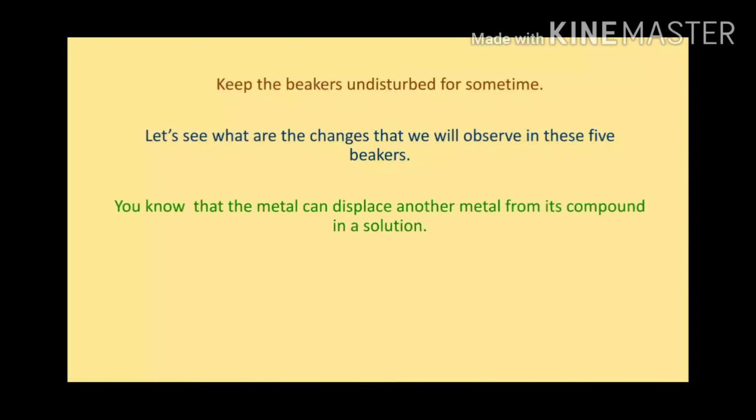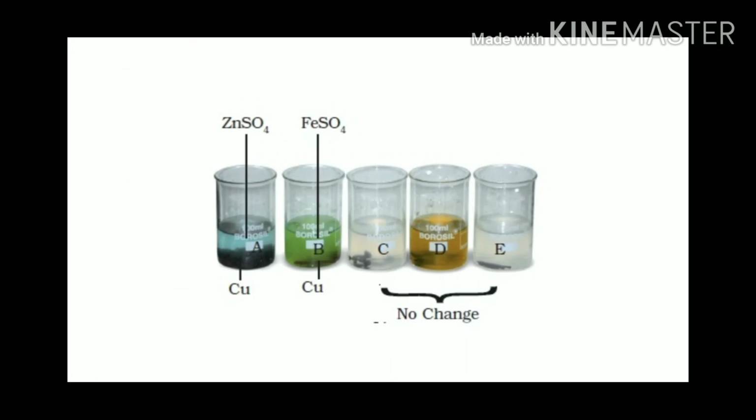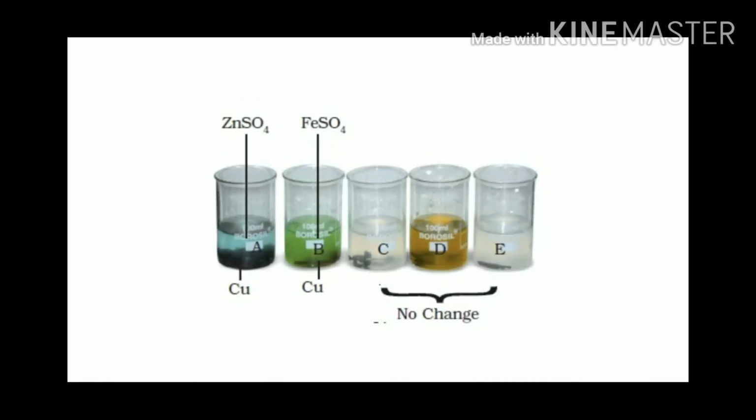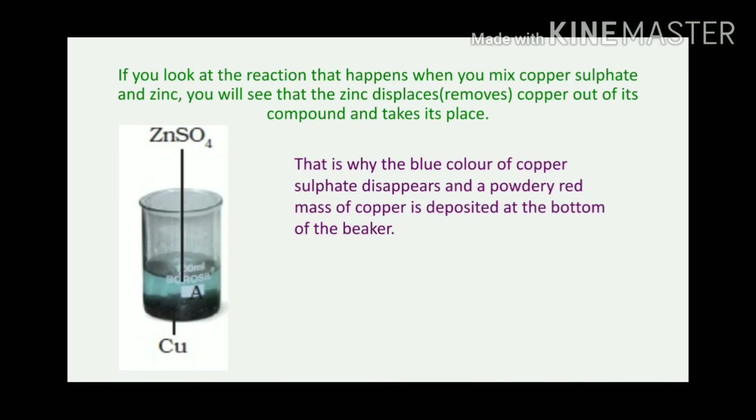You know that the metal can displace another metal from its compound in a solution. So in beakers A and B there will be a change, and in the other 3 beakers there will be no change. If you look at the reaction that happens when you mix copper sulfate and zinc, you will see that the zinc displaces copper out of its compound and takes its place. That is why the blue color of copper sulfate disappears and a powdery red mass of copper is deposited at the bottom of the beaker.